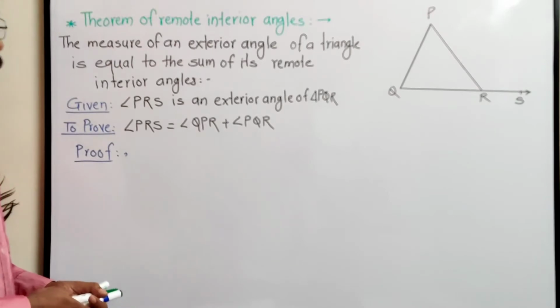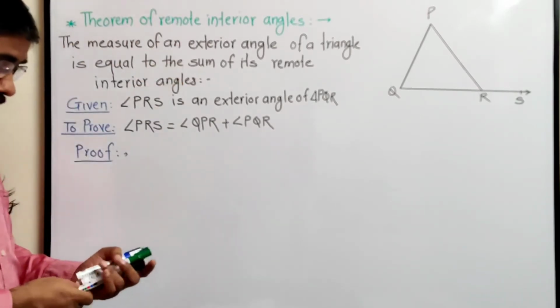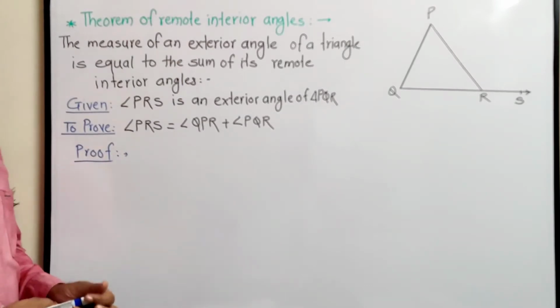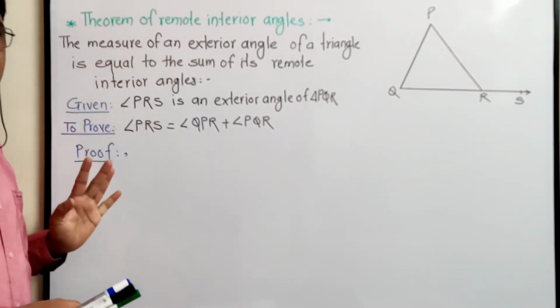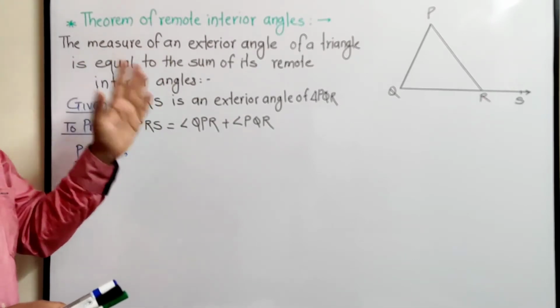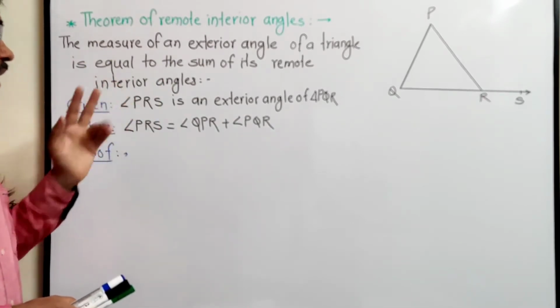So what we have to do? First draw the figure. In exam only that statement will be there. What is the statement? The measure of an exterior angle of a triangle is equal to the sum of the measures of remote interior angles.